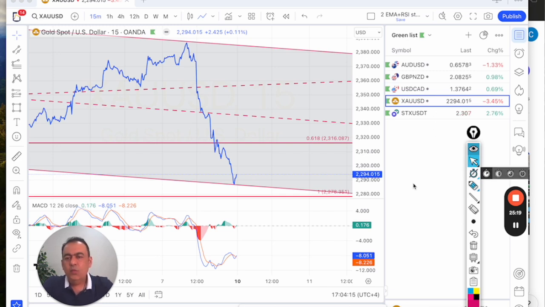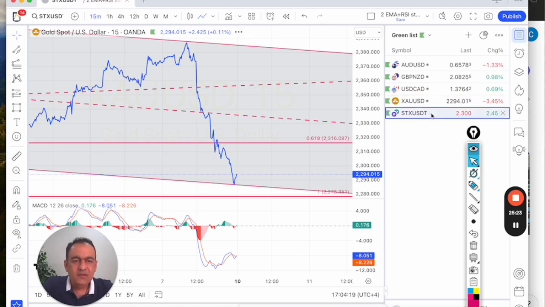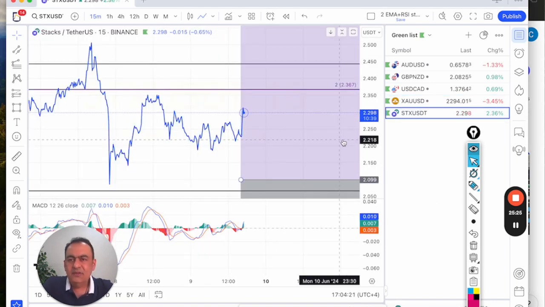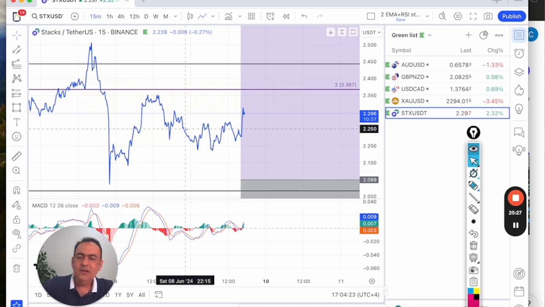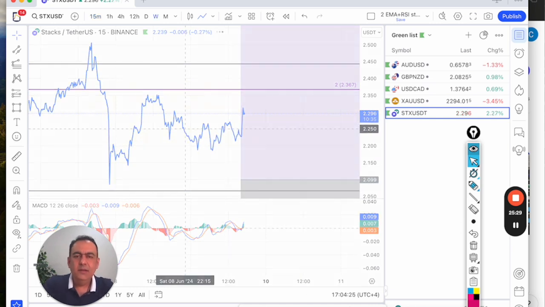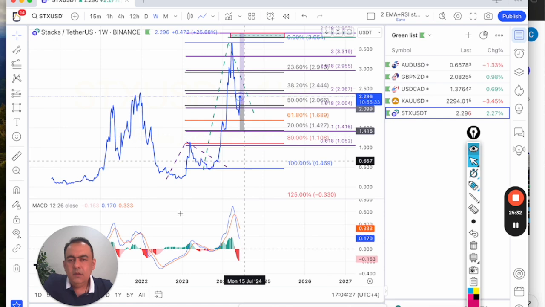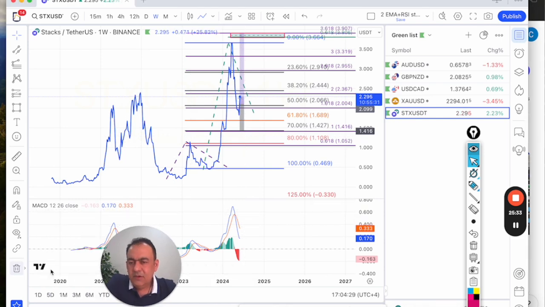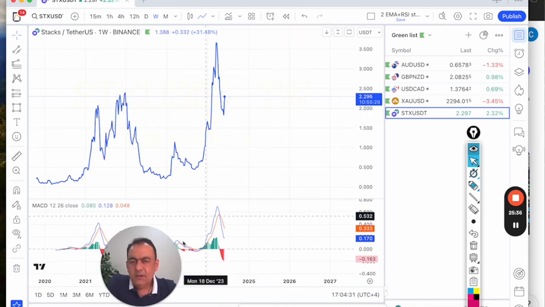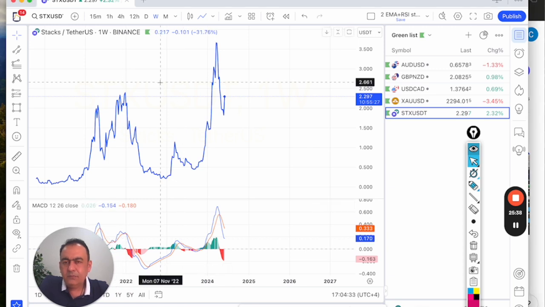Now I've added one crypto instrument for the week because it has a promising setup. So this is called STXUSDT. I'll start from weekly. Now I'm going to clean the chart and explain the technical setup.